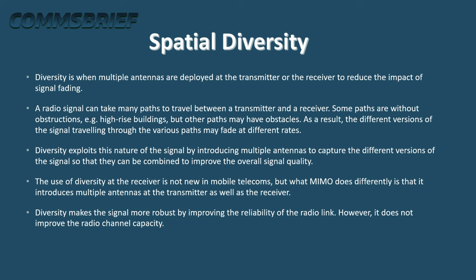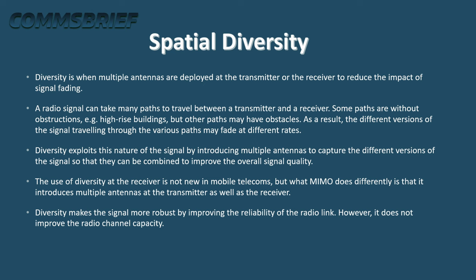Diversity is when multiple antennas are deployed at the transmitter or the receiver to reduce the impact of signal fading. A radio signal can take many paths to travel between a transmitter and a receiver. Some paths are without obstructions, for example, high-rise buildings, but other paths may have obstacles in the way. As a result, the different versions of the signal traveling through the various paths may fade at different rates. Diversity exploits this nature of the signal by introducing multiple antennas to capture the different versions of the signal so that they can be combined to improve the overall signal quality.